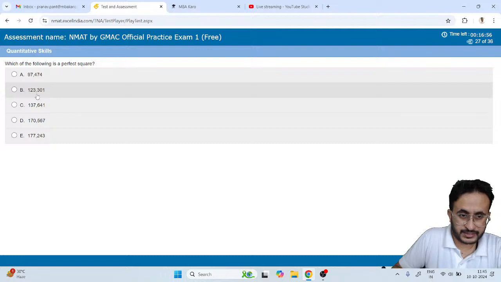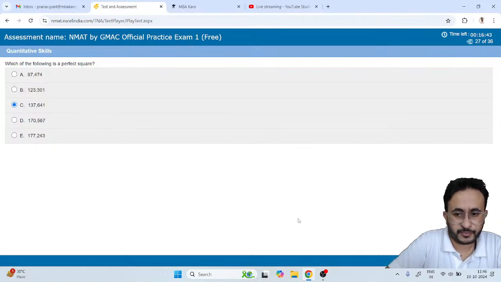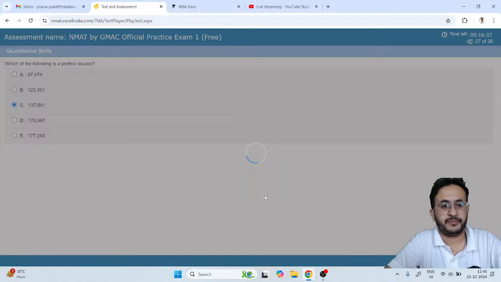Okay. The last digit can't be 2, 3, 7, 8, right? And it cannot be of the format 4n plus 2. So we have eliminated the options. Option C remains as the perfect square. So learn these properties of perfect squares, quite handy in NMAT.